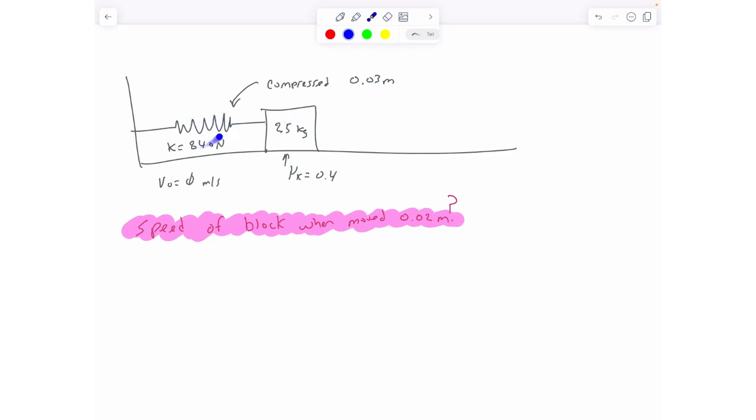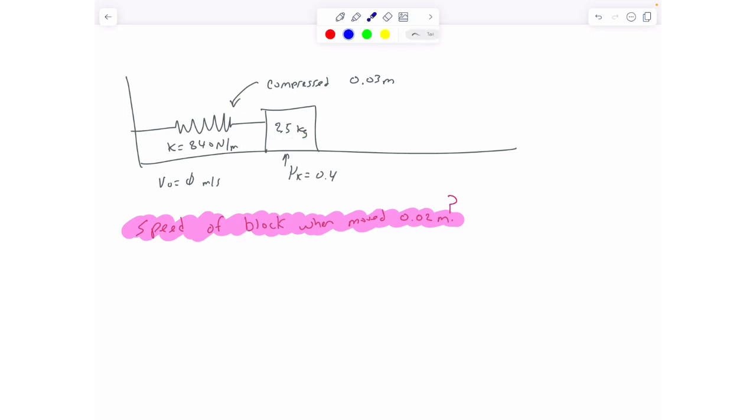So this spring is not in its natural state. It's pushed in about that far from its natural state. This spring's spring constant K is 840 Newton meters. That's actually Newton meters. Great. And then what else do we have?